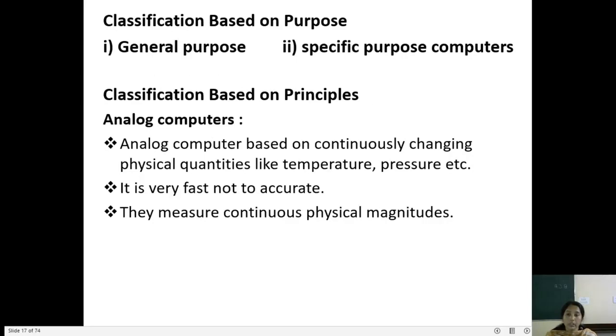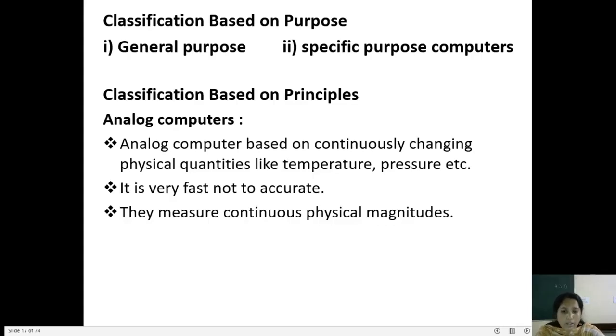And when we come to classification based on purpose, computers have been classified into general purpose and specific purpose computers. Classification based on principles. There are three principles that they majorly divided into: analog, hybrid, and digital. When you come to the analog, those computers are basically based on the changing of physical quantities. The computers which are based on physical quantities depend upon analog signals. That's why they totally depend upon physical quantities like temperature, pressure, etc.